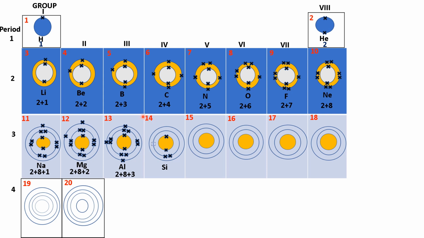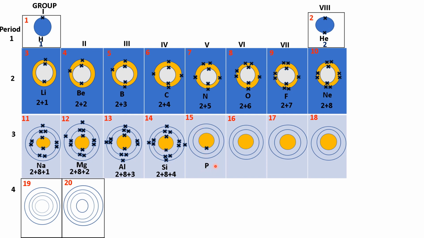Silicon atom, atomic number is 14. So the distribution of 14 electrons: in the first shell, 2 electrons; in the second shell, 8 electrons according to the rule; and in the third shell, the remaining 4 electrons. So silicon distribution of electrons is 2 plus 8 plus 4. The outer shell has 4 electrons, so silicon is present in group 4. According to the shells, 1, 2, 3, 3 shells, so silicon is present in period number 3.